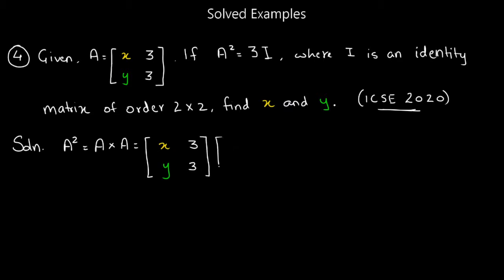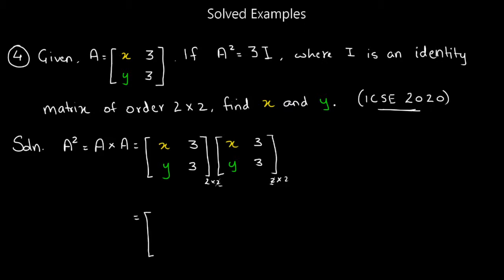So matrix A once again, [x, 3; y, 3]. Right? So here we have it. Now if you notice, this is a 2 by 2 matrix, matrix A, and it's also a 2 by 2 matrix, matrix A again. So the number of columns in the first is equal to the number of rows in the second, and so matrix multiplication is possible. And the order of the resultant matrix will also be 2 by 2, right? So let's write it down here where we have more space.